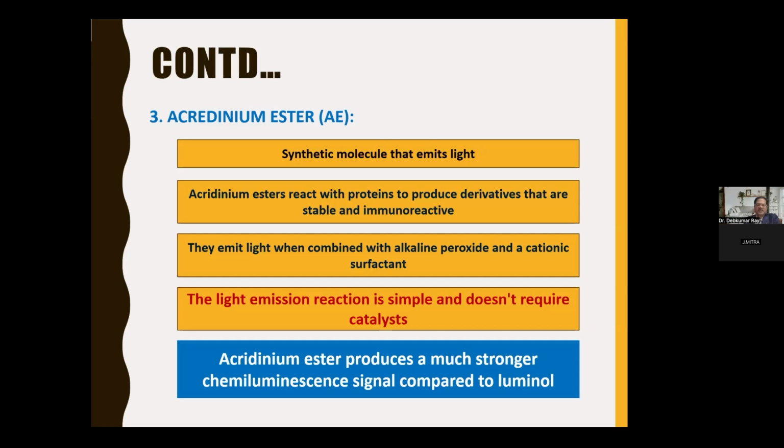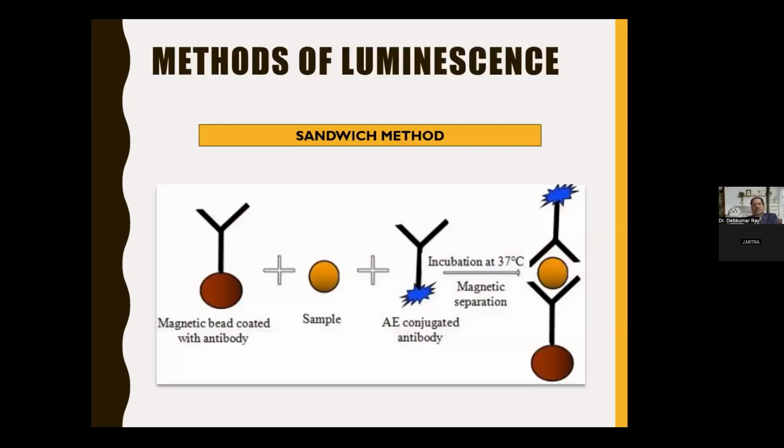So acridinium ester, or AE, produces much stronger chemiluminescence signal compared to luminol. That's why nowadays we are using acridinium ester instead of AMPPD and luminol, etc. Now there are different methods of luminescence.